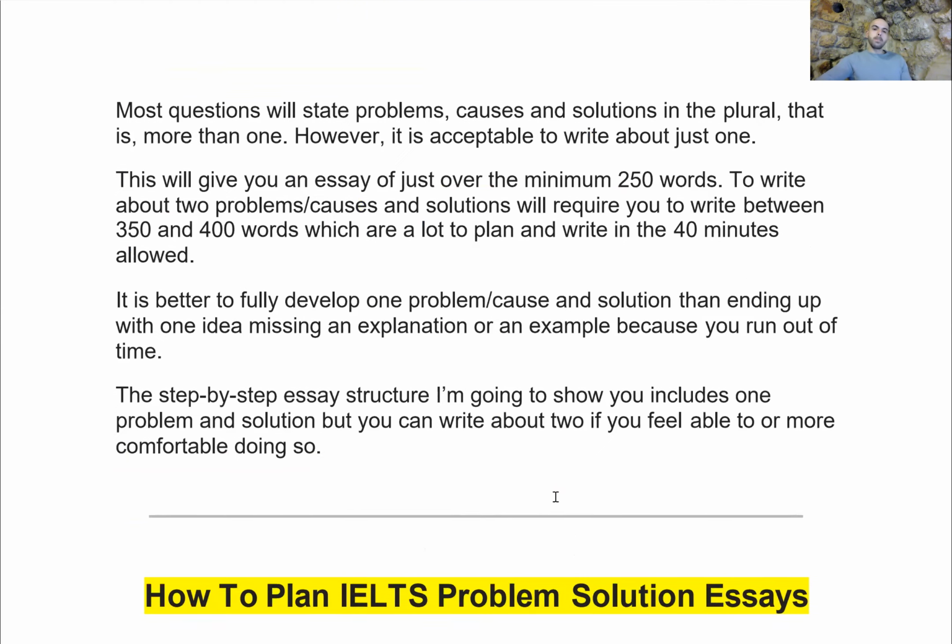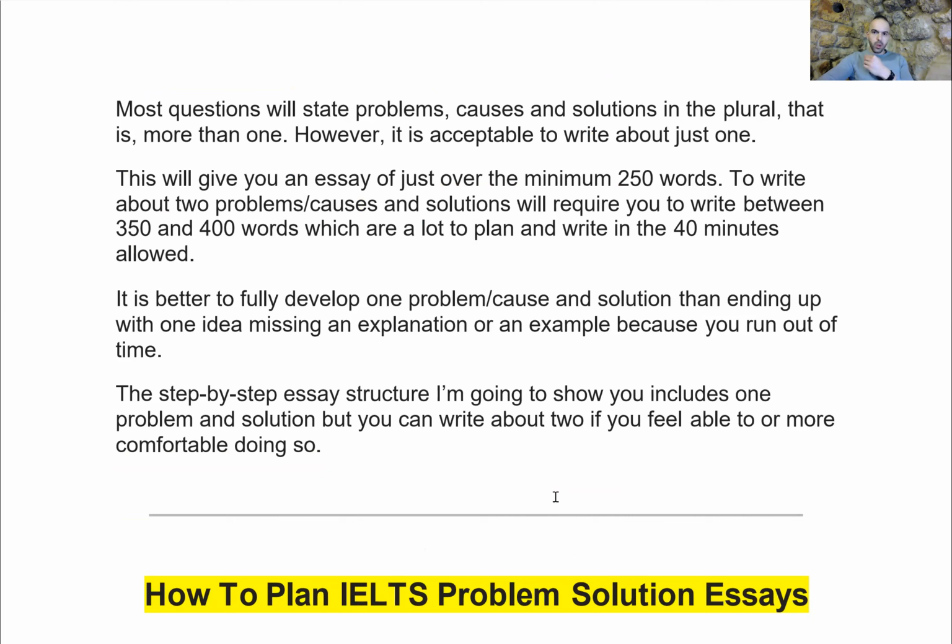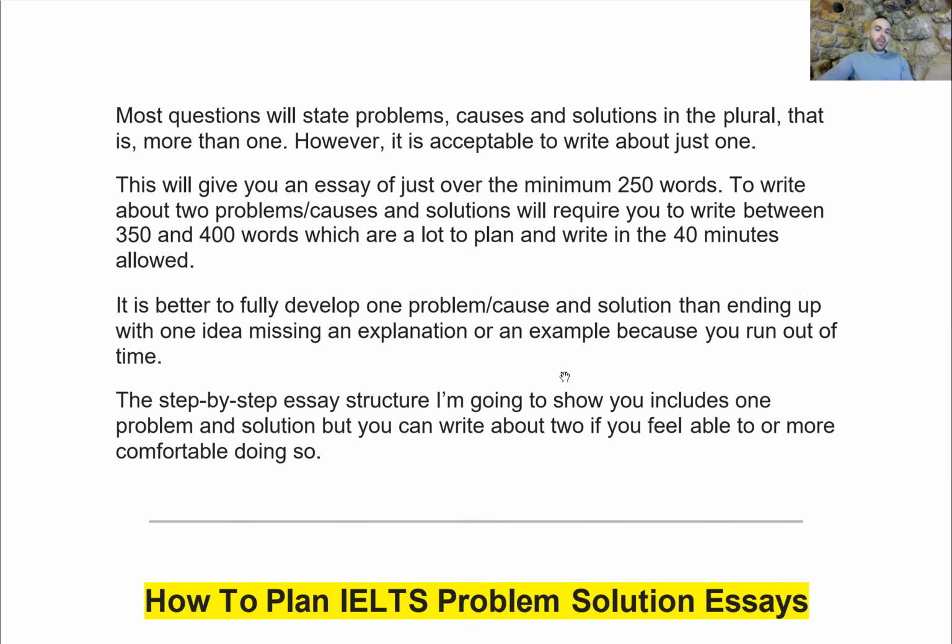Let's see. Most questions will state problem, causes, and solution in the plural form. There is more than one. However, it's acceptable to write about just one. This will give you an essay of just over the minimum 250 words. To write about two problems, causes, and solutions will require you to write 350 to 400 words, which is a lot to plan and write in the 40 minutes allowed. It's better to fully develop one problem or cause and solution than to end up with one idea missing an explanation or an example because you run out of time.